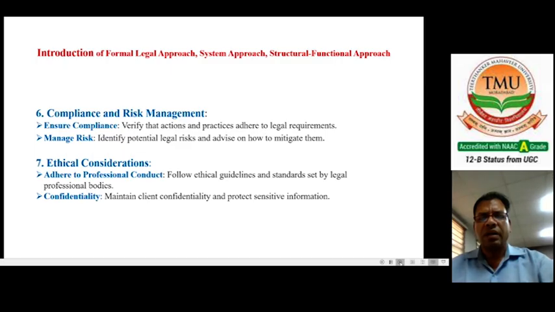Next are ethical considerations. In the formal legal approach, ethical consideration is also one of the important steps. That is adhering to professional conduct: follow ethical guidelines and standards set by the legal professional body. Next is confidentiality: maintain client confidentiality and protect sensitive information. That means there is a lot of personal information related to the client, and that information must not be shared with any other persons.